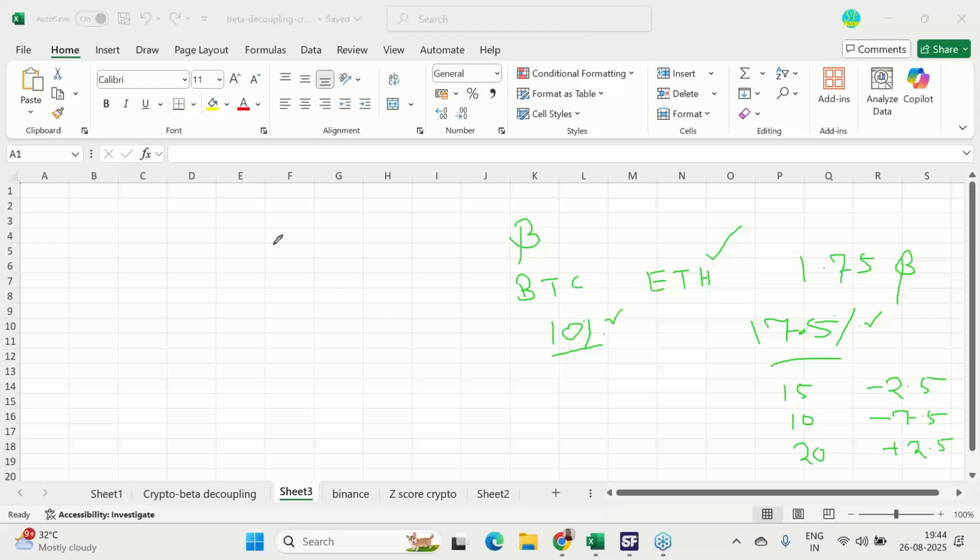Now the question comes, there is another factor called correlation. If I am saying that there is a beta of 1.75 but the correlation is 80%, in other words, if BTC is giving you 10% and ETH will give you 17.5%, what is the probability that it will happen? There is an 80% probability it is going to happen.